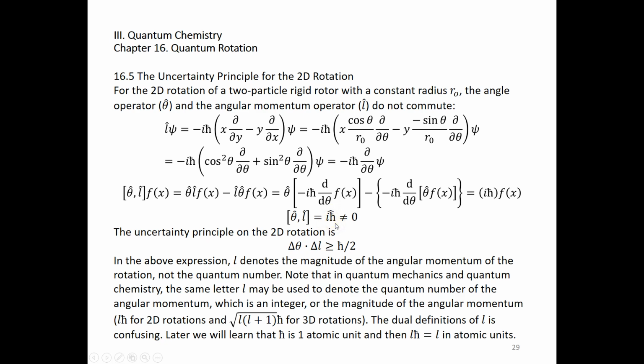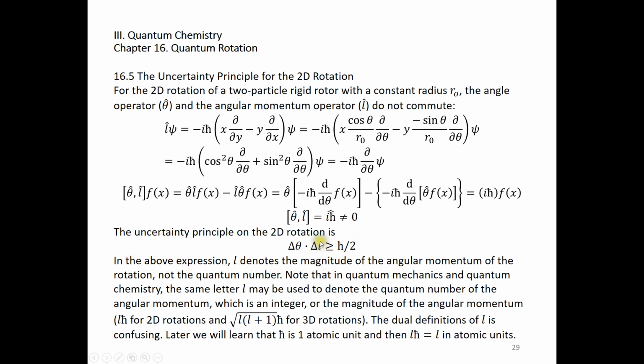This is non-zero. That means the commutator of theta and L is non-zero. Theta and L do not commute. We cannot determine the exact value of theta and L at the same time. And we have this uncertainty principle similar to Heisenberg's uncertainty principle. Delta theta times delta L must be greater than or equal to 1/2 of h-bar. In this expression, L denotes the magnitude of the angular momentum of the rotation, but not the quantum number.